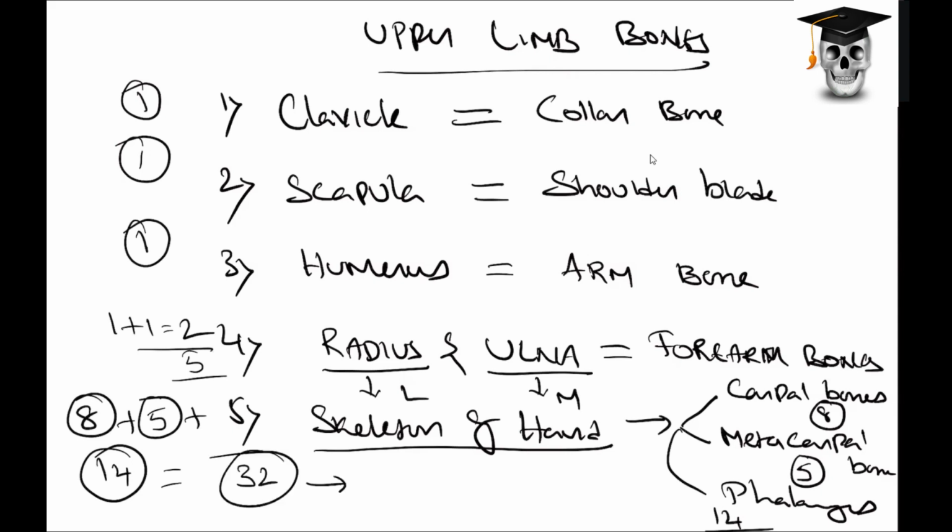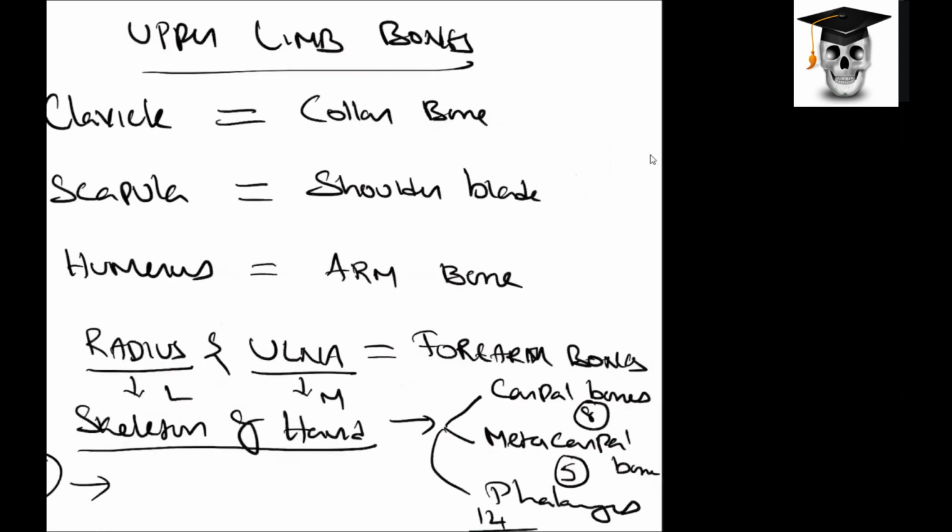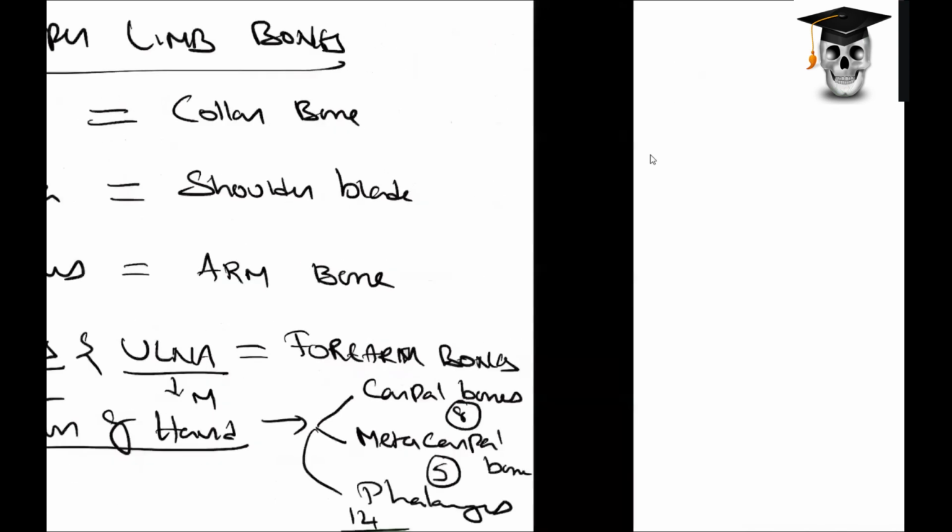Now these 32 bones do not include the sesamoid bones which you may have near your thumb, in some muscles. I am including the pisiform bone, but I am not including the other bones which may be present in the muscles of your palm. All fine till here?